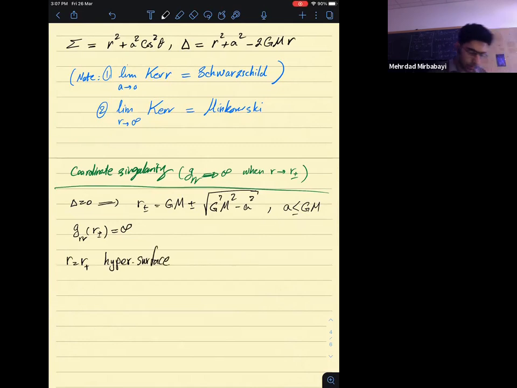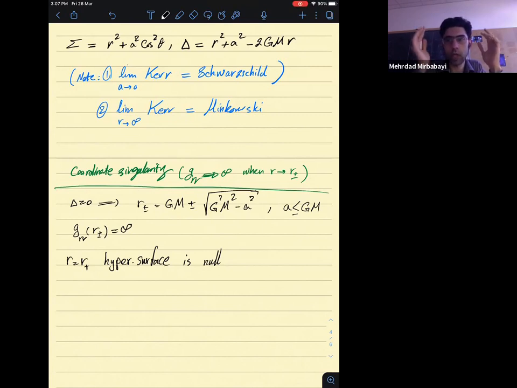So the claim is that this r equals r plus hypersurface is null. So it's a null hypersurface at a fixed r, and that is what the horizon does. Remember, the horizon was the boundary between a region where you could send a signal to infinity and a region where you couldn't. Now we have identified the hypersurface at r equals r plus, and I'm going to show that this is a null hypersurface.